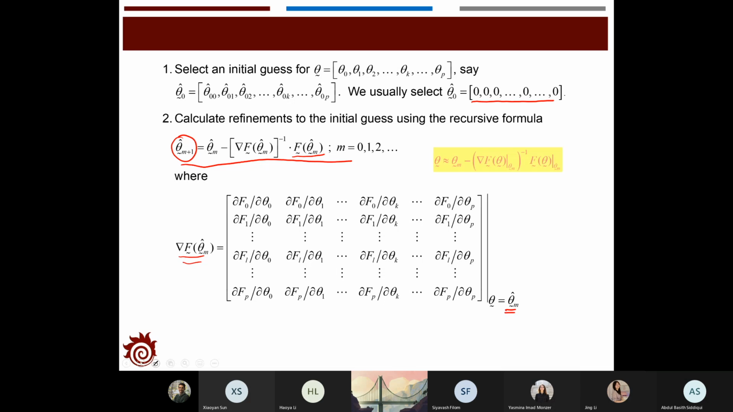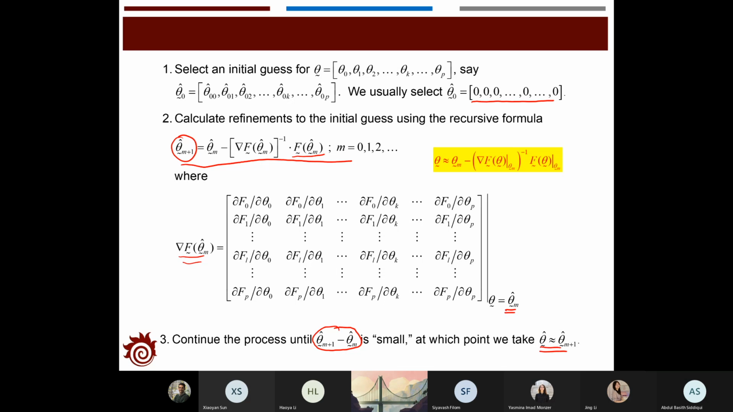Then continue step 2 multiple times until the difference between the thetas at two iterations is small enough. Then you can stop the iteration, and that will be the estimated, or calibrated, value of theta.